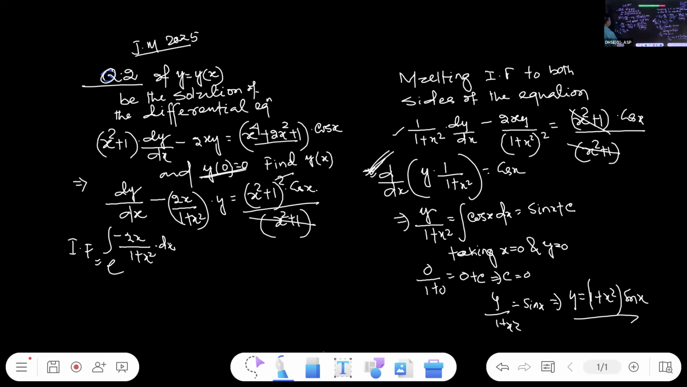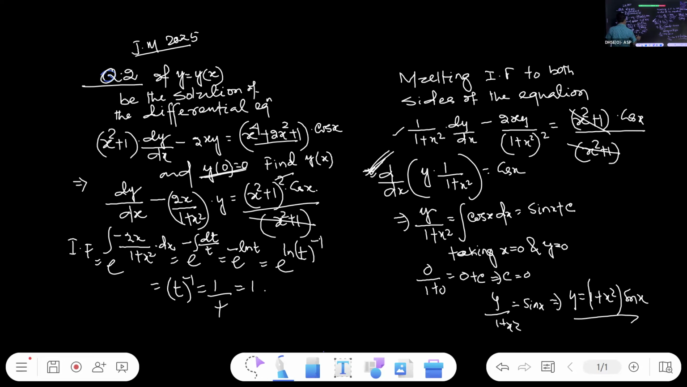If you substitute 1 plus x square is equal to t, then 2x dx will be dt, and minus 2x dx will be minus dt. So e raised to the power minus dt upon t, e raised to the power minus ln t. So e raised to the power ln t to the power minus 1 is equal to t to the power minus 1, because e raised to the power ln x is equal to x. So this is equal to 1 upon t, where t is equal to 1 plus x square. 1 upon 1 plus x square is the integrating factor.